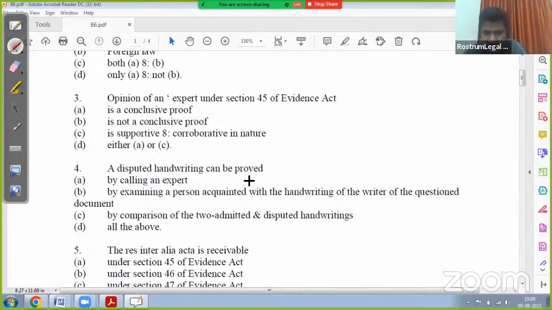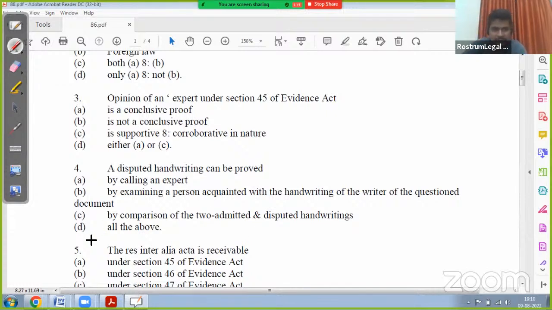A disputed handwriting can be proved by calling a handwriting expert, moving ahead by examining the person acquainted with the handwriting of so questioned, or by comparison of two handwritings, one of which is admitted and proved. What should be the correct answer? क्या होना चाहिए इसका करेक्ट आंसर बताइए. क्वेश्चन नंबर 4 का.